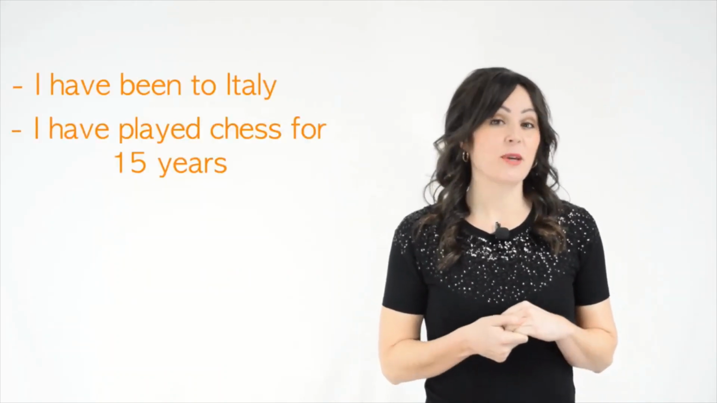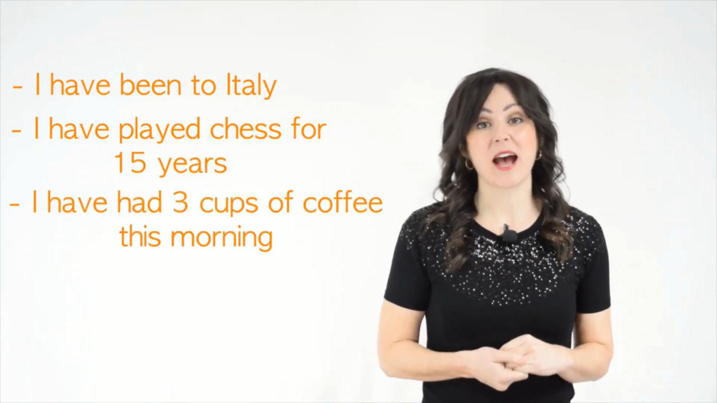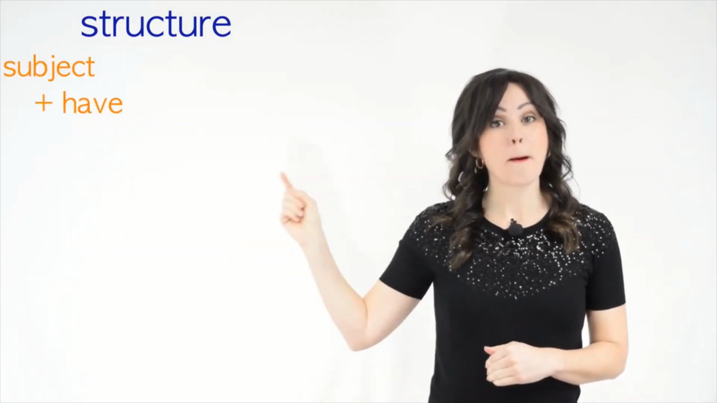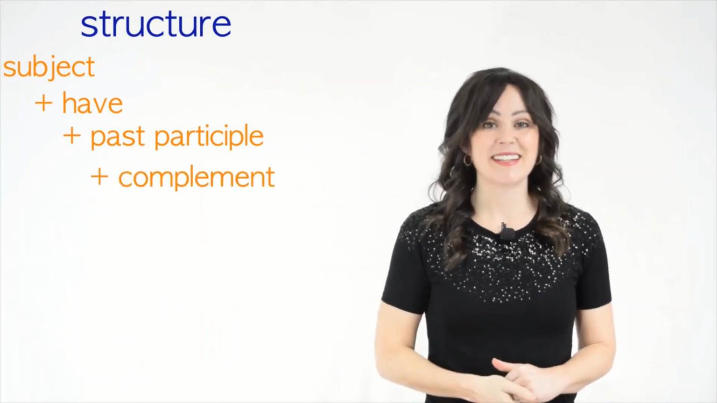Now let's take a look at the structure in more detail. Check out these sentences, take out a pen and paper, and see if you can figure it out. I have been to Italy. I have played chess for 15 years. I have had 3 cups of coffee this morning. If you wrote this down, you're correct. The structure for present perfect is subject plus have plus the past participle plus the complement.